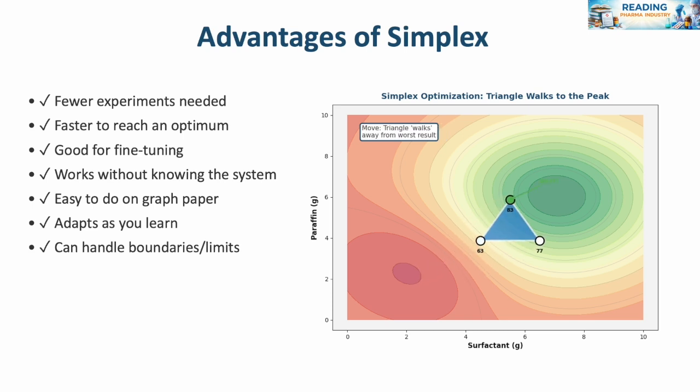Now, we often use graph paper, and that's for an obvious reason here, because you can have the coordinates and you choose your value. So using graph paper is the right way to do it. And the good thing about it, it adapts as you learn, because you understand what is going on with your system. And it can also handle boundaries and limits, because if you reach some kind of region, you can contract without going beyond your boundary.